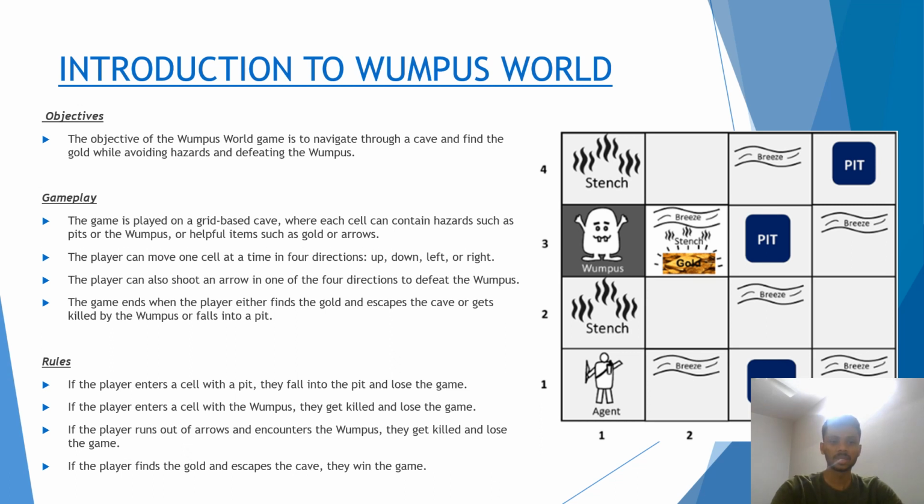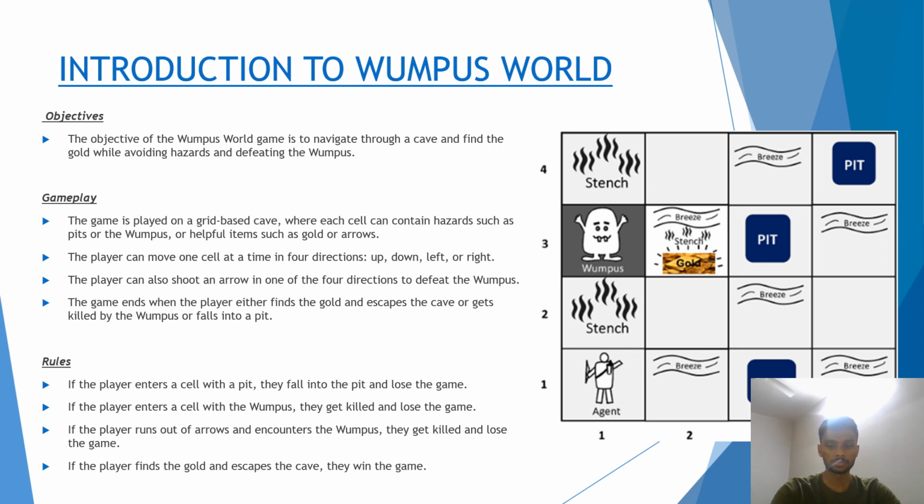Gameplay. The game is played on a grid-based cave where each cell can contain hazards such as pits or the Wumpus, or helpful items such as gold or arrows. The player can move one cell at a time in 4 directions: up, down, left or right. The player can also shoot an arrow in one of the 4 directions to defeat the Wumpus. The game ends when the player either finds the gold and escapes the cave or gets killed by the Wumpus or falls into a pit.